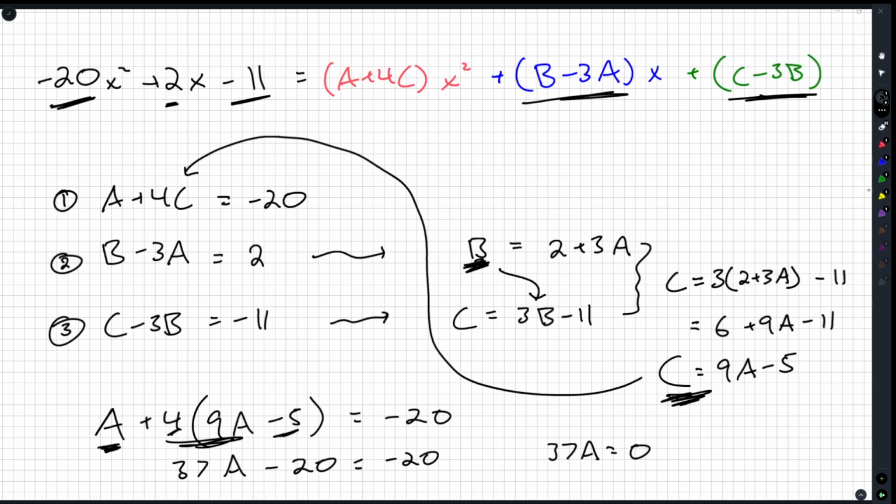So what does that mean for us? That means a is going to be 0. But if we plug that in here, that means c is going to be negative 5. And if we plug in a as 0 here, we get b is 2. So we have all our constants as needed. We're done with the partial fraction decomposition part of it all. We're now in a position to integrate.